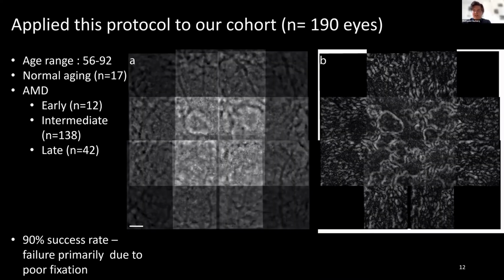Our next step was to apply this protocol to about 190 eyes, and most of them had intermediate AMD, and globally, we were very successful. Essentially, any patient that can take a successful RTX1 image is eligible for this imaging protocol.